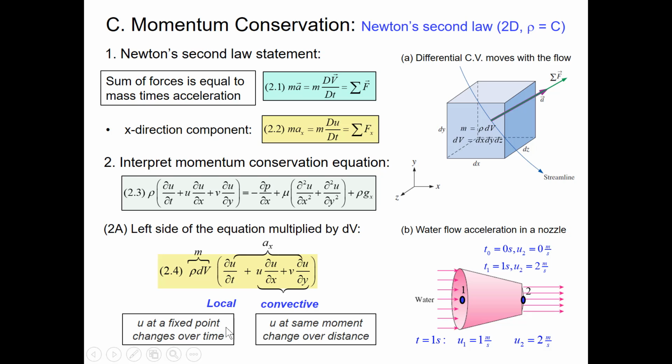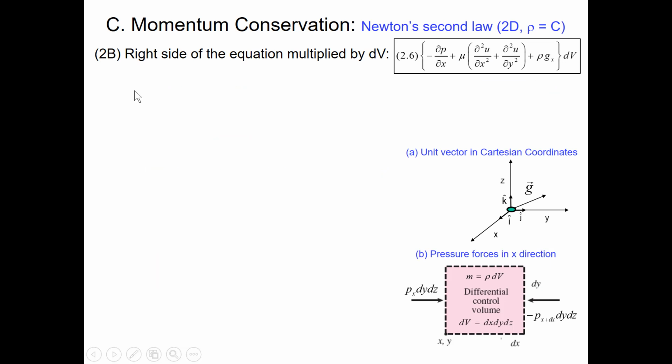So, in quick summary, the left side of the equation is mass times local acceleration plus convective acceleration. Second, let's examine the right side of the momentum equation 2.6 after it is multiplied by the differential control volume dV.